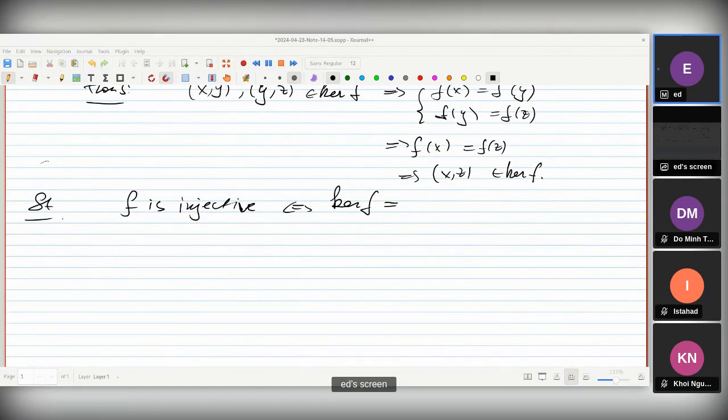By the way, gentlemen, have you understood what the kernel is? Kernel is just the set of pairs that our function maps to the same value. So the set of pairs which are glued together, which our function cannot discern, which our function treats identically. Is this idea clear? This is called the kernel of our function.